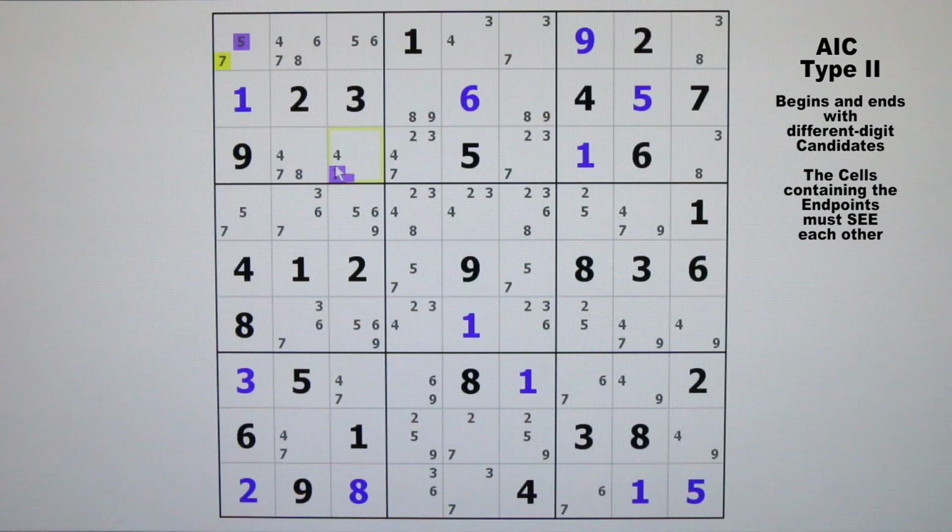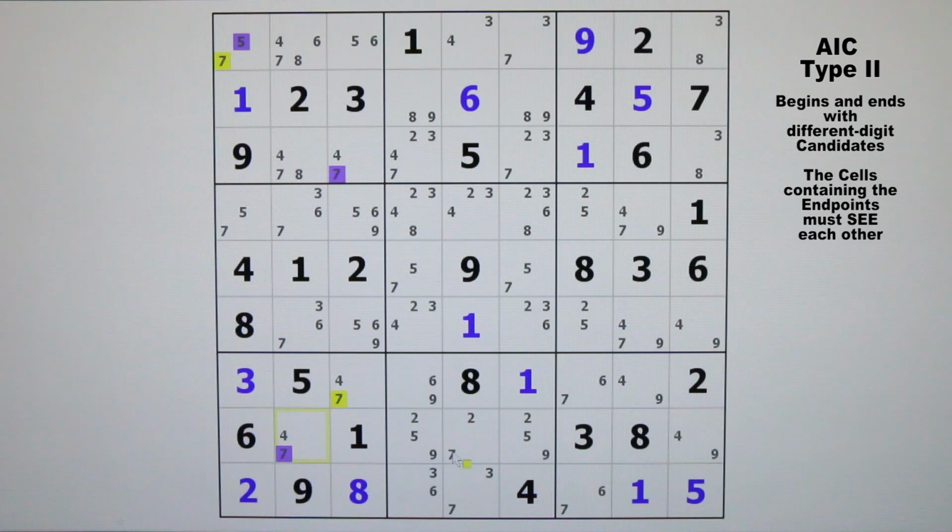The next link is from this 7 to this 7, which is a strong link because there are only 2 7s in column 3. Then the next link, all we need is a weak link, but we're going to use this strong link as a weak link. So from this 7 to this 7, it is a strong link, but we're calling it weak. So we have strong, weak, and then to the 4 is a strong link. And from this, I'm sorry, I don't want to go to the 4.